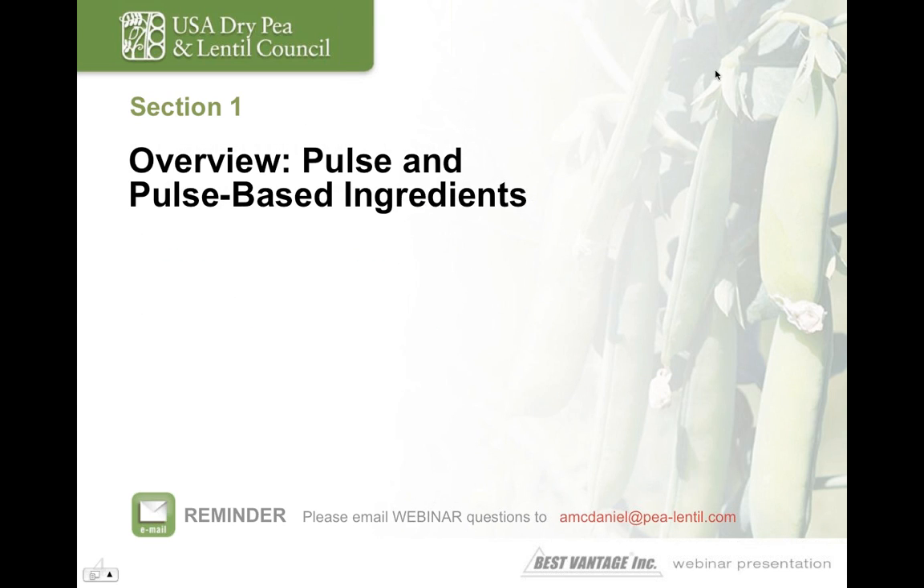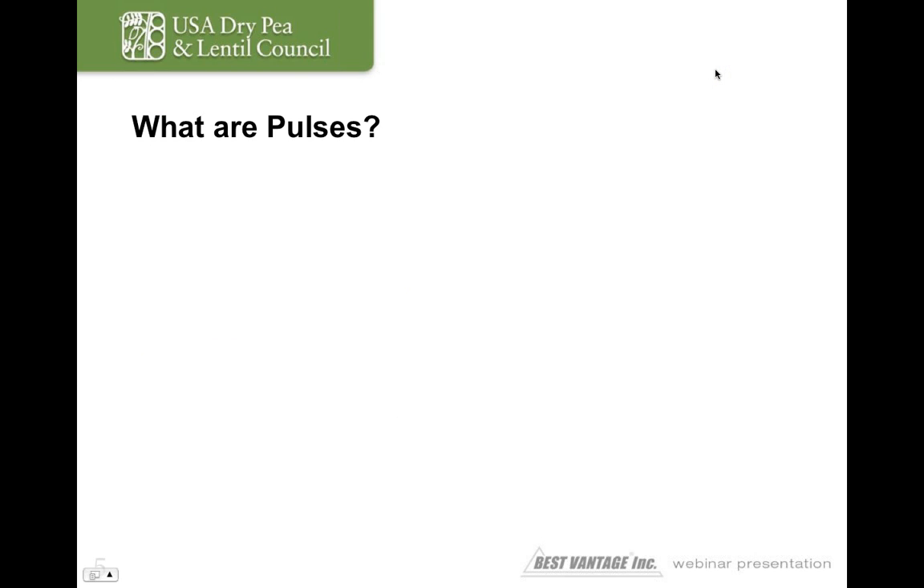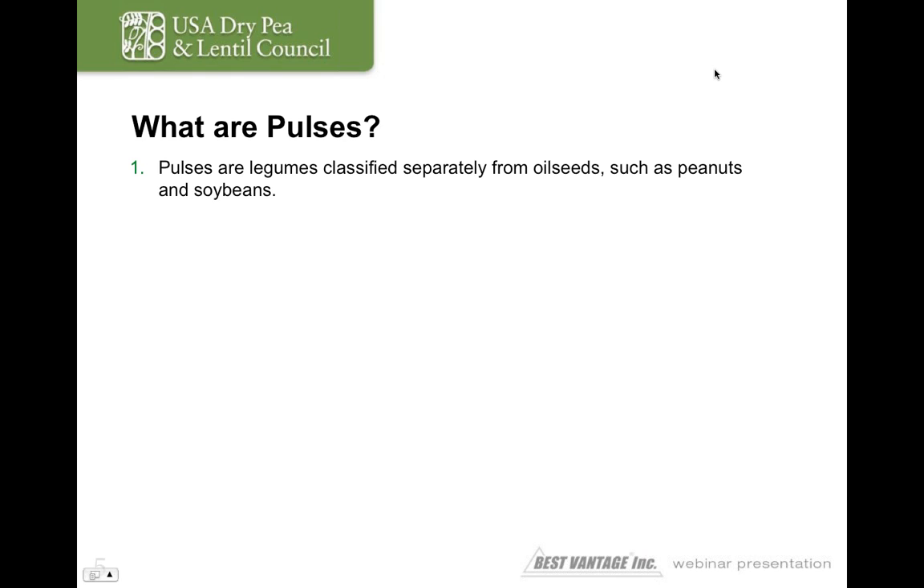So, starting section one, looking at pulses and pulse-based ingredients. We'd like to talk first about definitions and nomenclature, address briefly the nutritional advantages that are provided by this ingredient category, and talk about pulse production in the United States. Let's begin by talking about pulses by definition.